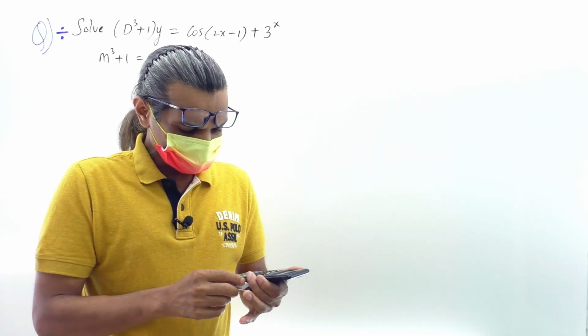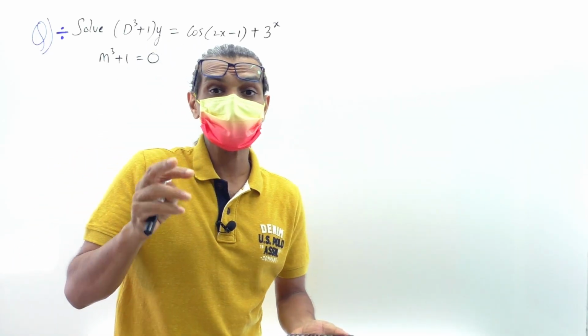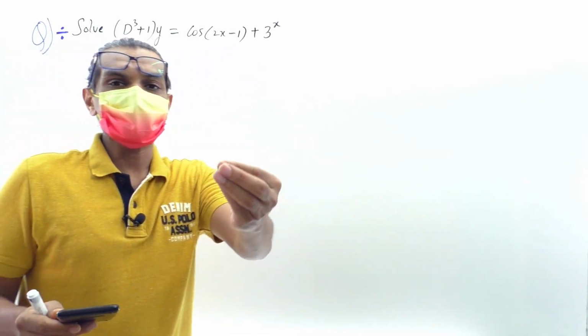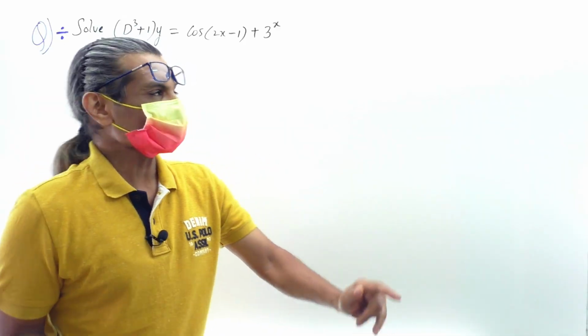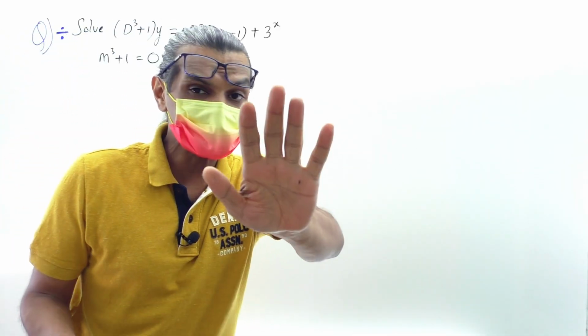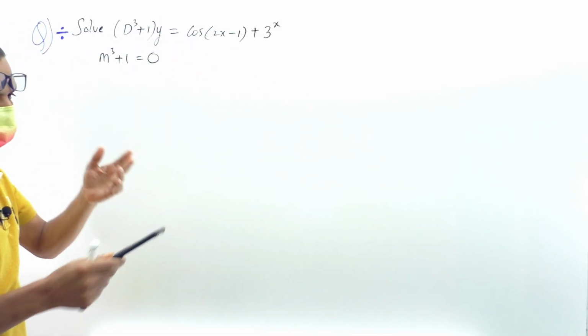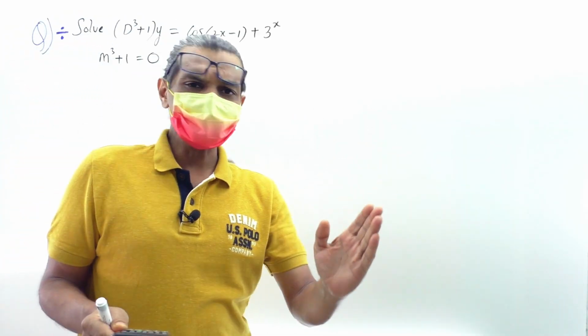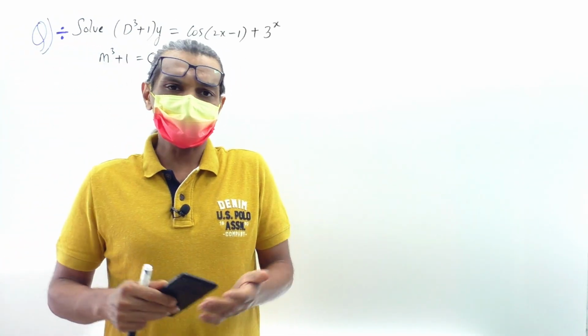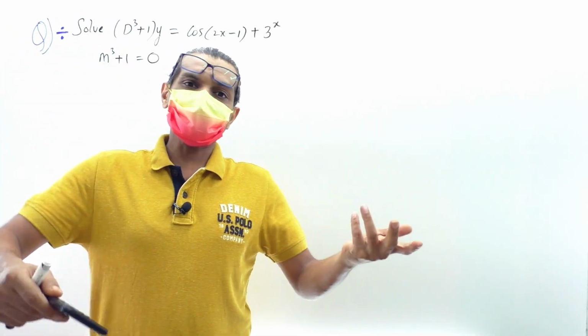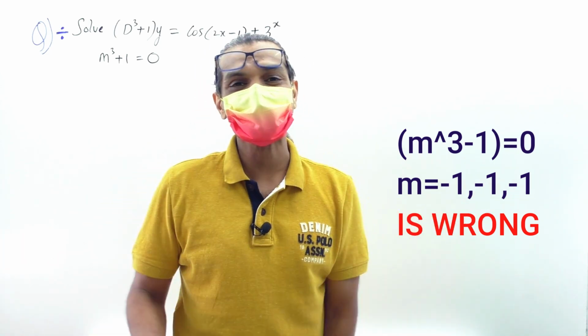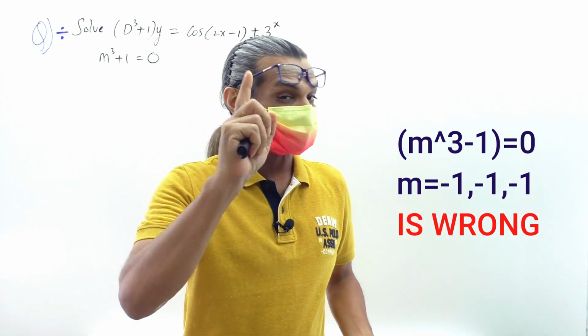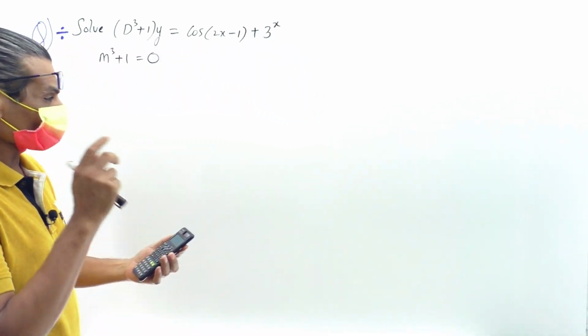In this question, I have seen many students making mistakes. They will attempt and come, but then 0 marks. Why? They go wrong in the first step only. Many students will write m cube plus 1 is equal to 0, so m cube is equal to minus 1, so m is minus 1, minus 1, minus 1. Wrong, totally wrong. It doesn't work like that, because it defines the cube roots of unity.